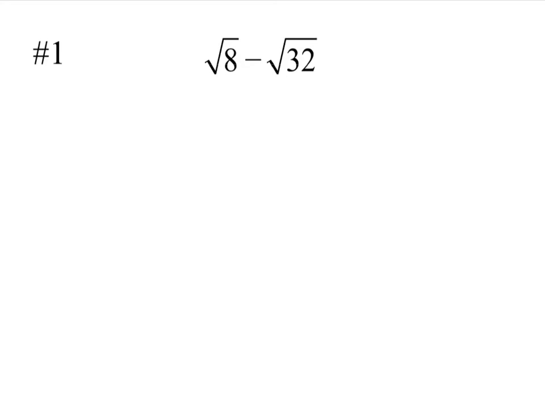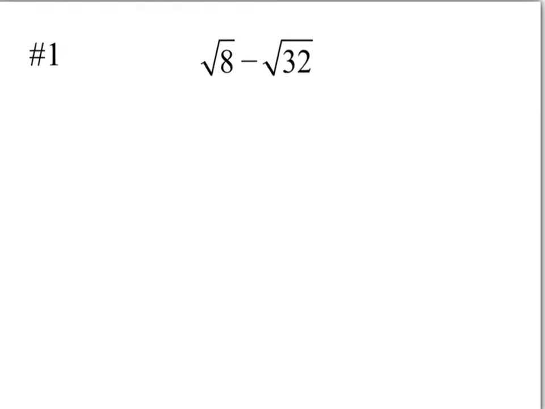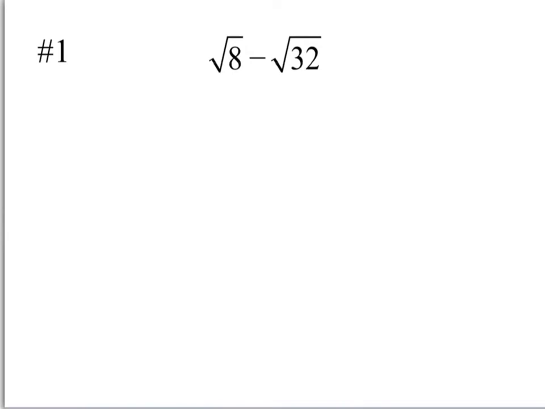So we have the square root of 8 minus the square root of 32. Now we know that in order to be able to add or subtract radicals, you have to have the same index and the same radicand, which differs from when you're multiplying and dividing radicals when you only need the same index. So in this case, it looks as if we can't subtract these because they don't have the same radicands. But in order to decide fully, we need to simplify each one and then see if we can add or subtract them. So let's make our factor tree.